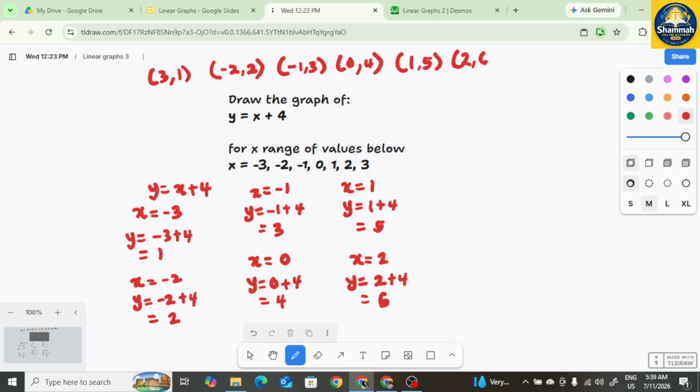2 and 6. And then finally, when x equals 3, we would have y equal to 3 plus 4, which gives us 7. So our next ordered pair is 3 and 7. Now, let's plot all these coordinates we have gotten on our graph.